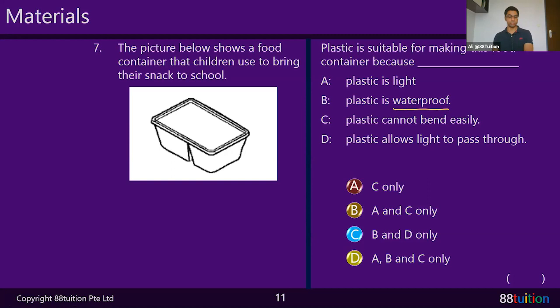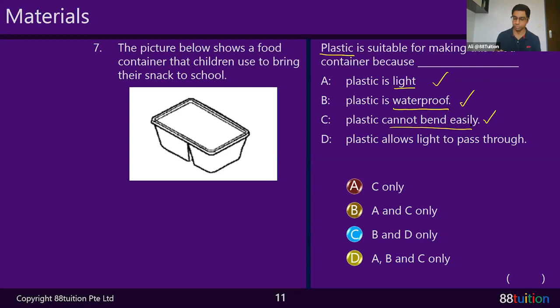Of course, they said it's plastic. Plastic is mostly waterproof, okay, so that's why. It's suitable for making this food container because plastic is waterproof, plastic is light. Some more. Plastic cannot bend easily because you want to put the food in and do not want it to squash. I know a lot of you have prepared your own food, right? Put apple or banana sometimes. Bananas, you don't want them to squash. Then plastic cannot bend easily is a good answer. Am I right? So these are the reasons why we choose it for our lunchbox.